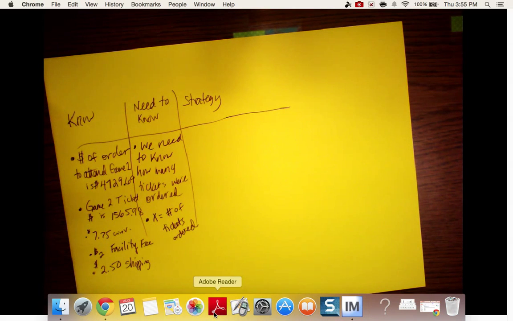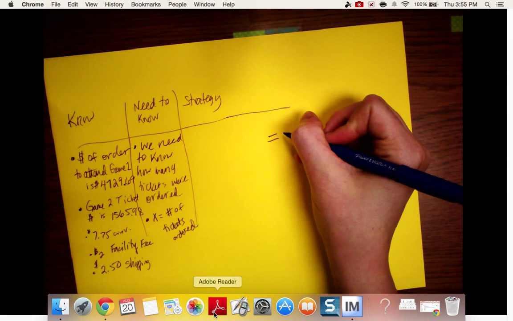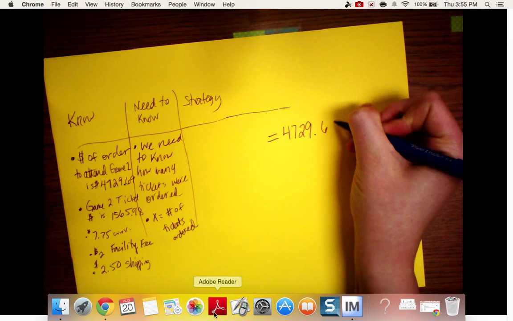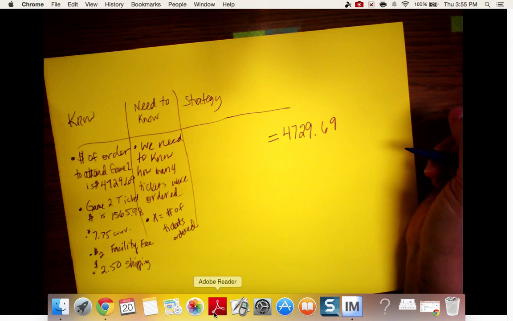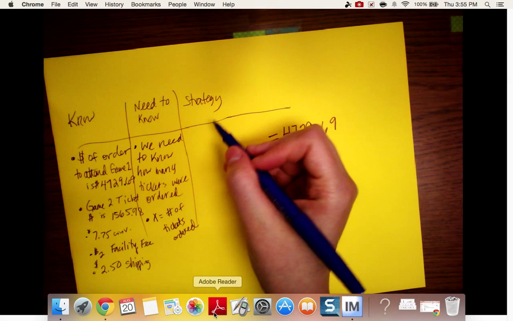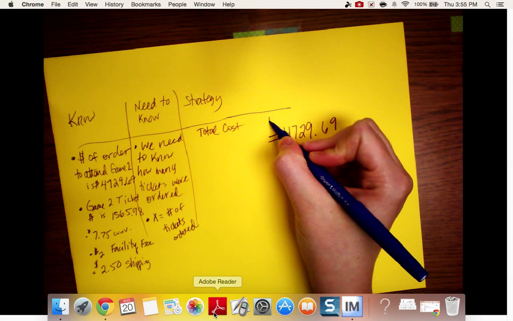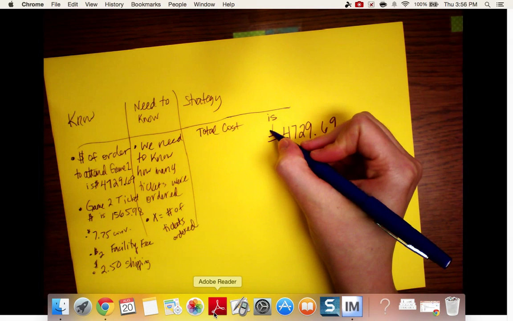Okay, so we know that the total cost for the order, and I brought this up, we're ordering tickets from Ticketmaster, which is usually online. But even if you're ordering over the phone, your total cost for the order is $4,729.69. So total cost is, the "is" is the equals.